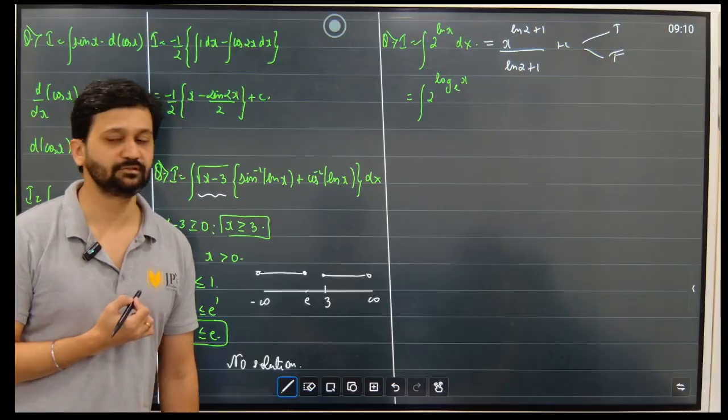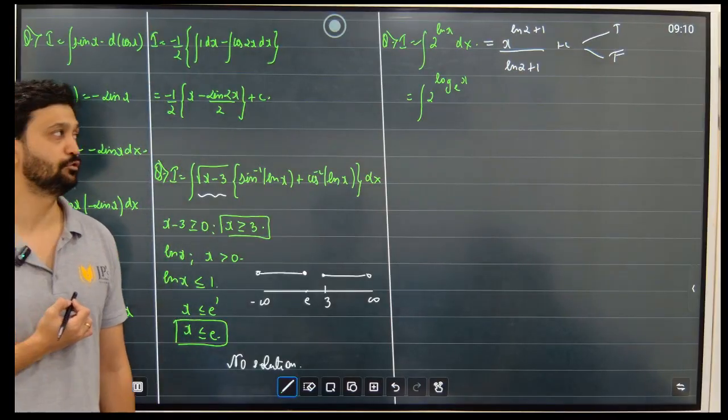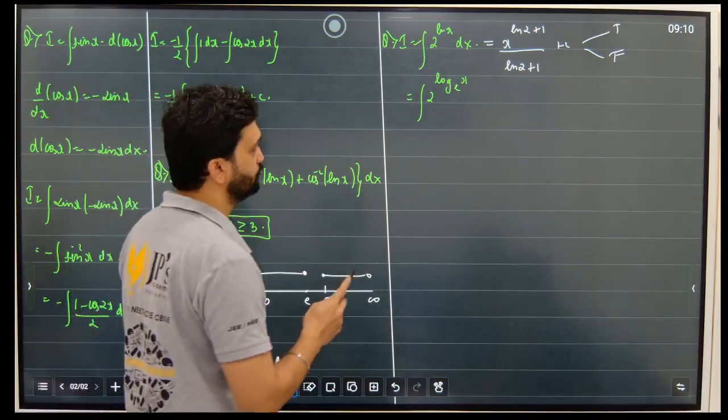So they have given the question, they have given the answer, and they are asking you whether this is going to be true or false. Let's start solving the first question.